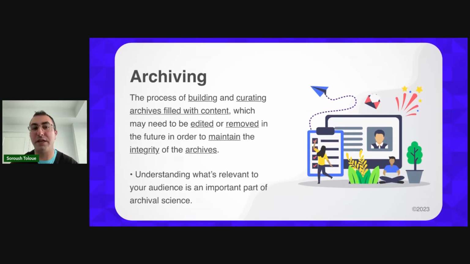Archiving is the process of building and curating archives filled with content that may need to be edited or removed in the future in order to maintain the integrity of the archives. For example, if you have a blog with many, many posts, deciding which posts to archive, to delete, or to maintain is very important. Basically, understanding what's relevant to your audience is an important aspect of archival science.